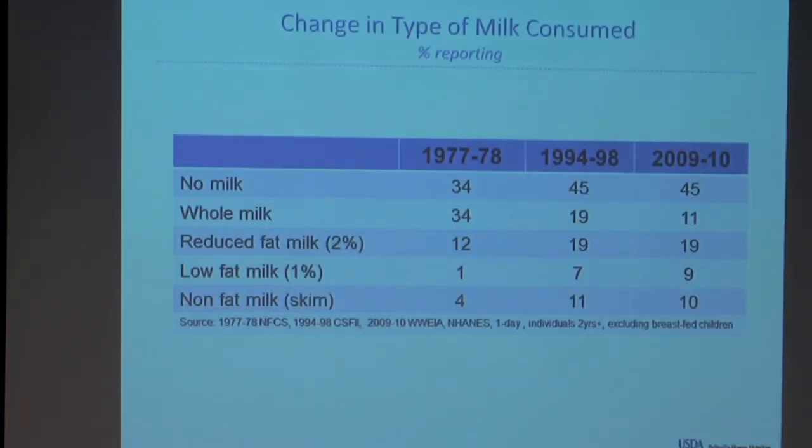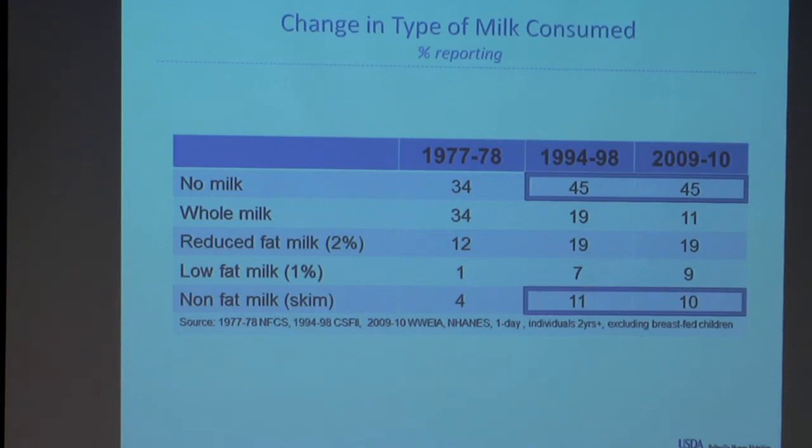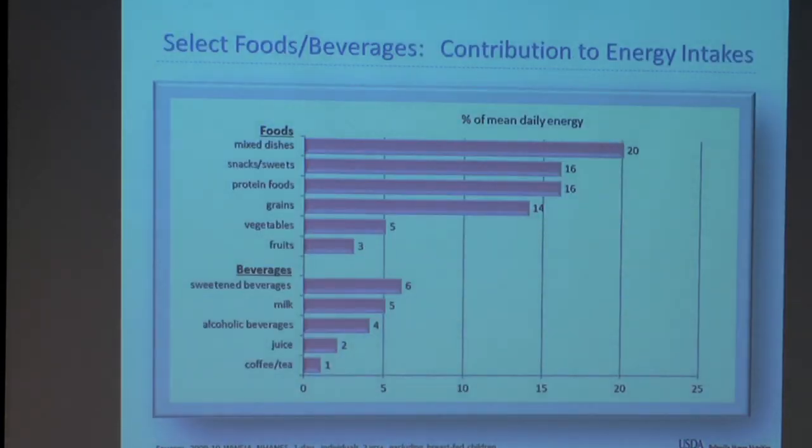We're to increase our consumption of low-fat milk. On average, almost half of Americans report no milk at all. So this is milk added to cereals. This is any type of milk. You can see that the percent reporting skim milk is 10%, has not increased whatsoever. A little bit in terms of the percent who are reporting 1% low-fat milk. So we've got a long way to go in terms of meeting dietary recommendations.